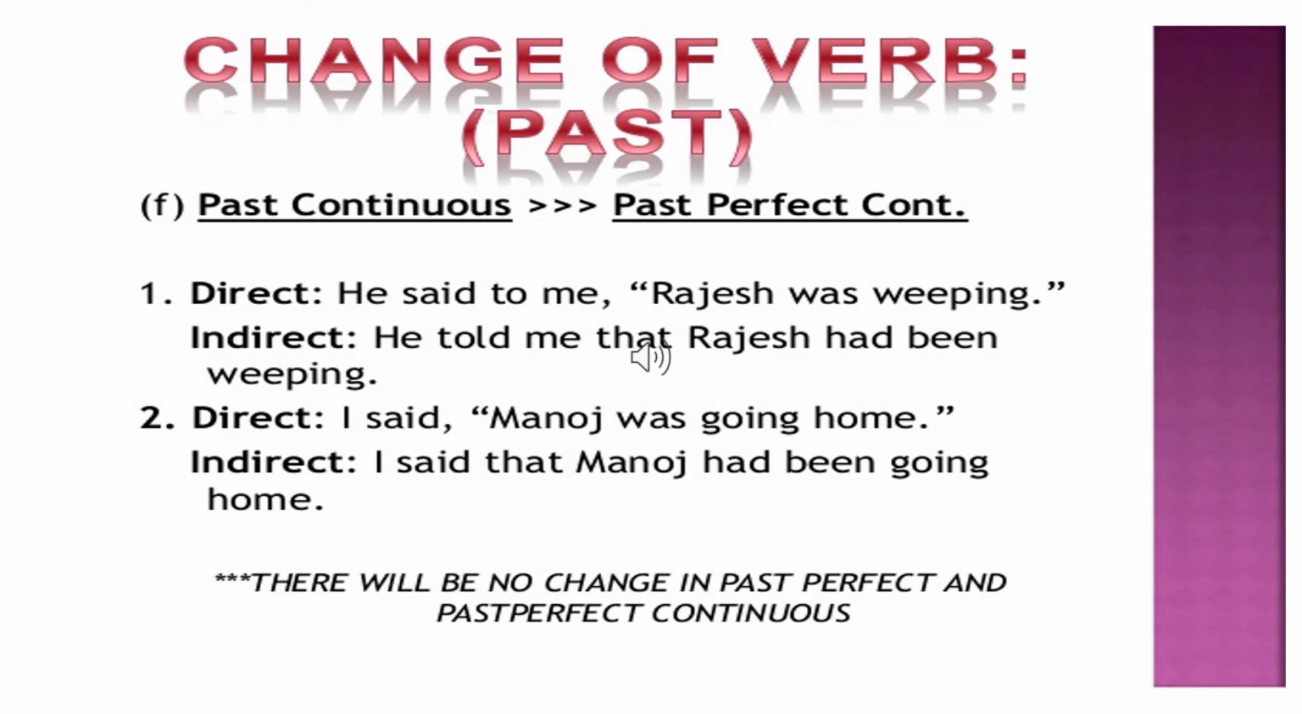If the verb in the direct speech is in the past continuous form, then in the indirect speech it changes to the past perfect continuous form. For example, he said to me, "Rajesh was weeping." Was weeping is in the past continuous form, and in the indirect speech it becomes, he told me that Rajesh had been weeping. Had been weeping is in the past perfect continuous form.